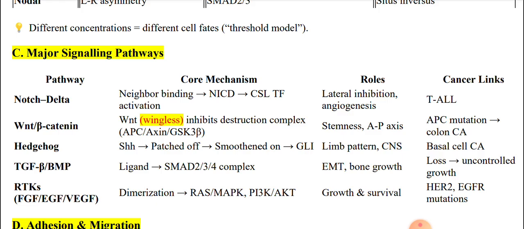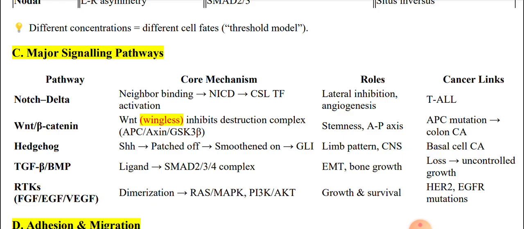And the cancer link. When Notch signaling gets stuck in the on position, often due to mutations in the receptor itself, it drives certain cancers. It's particularly strongly implicated in T-cell acute lymphoblastic leukemia, T-ALL. Uncontrolled Notch activity keeps those T cells proliferating and prevents them from differentiating properly.